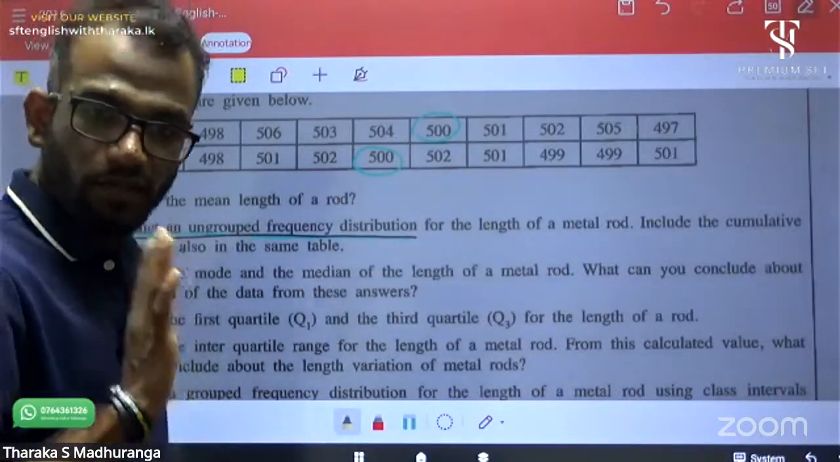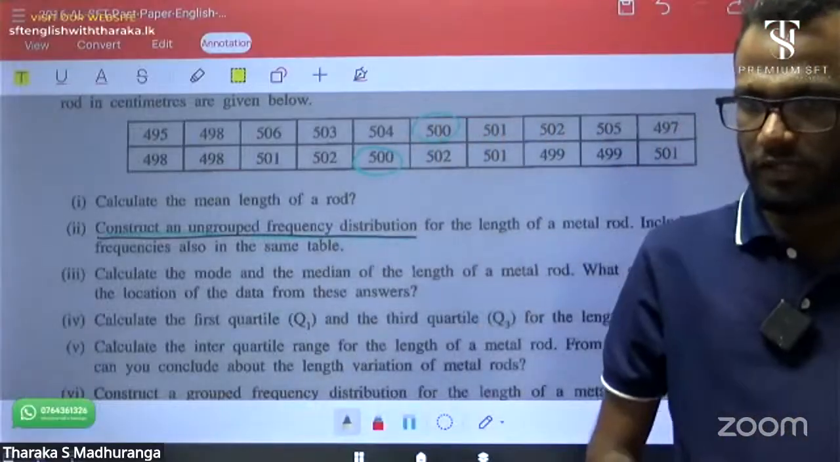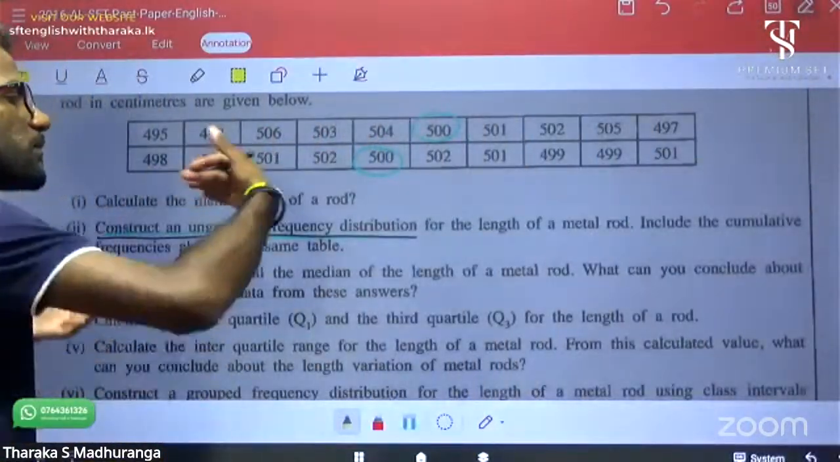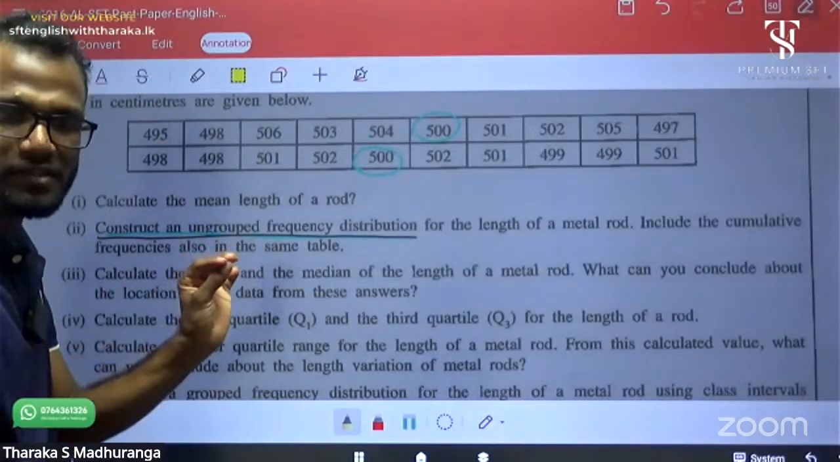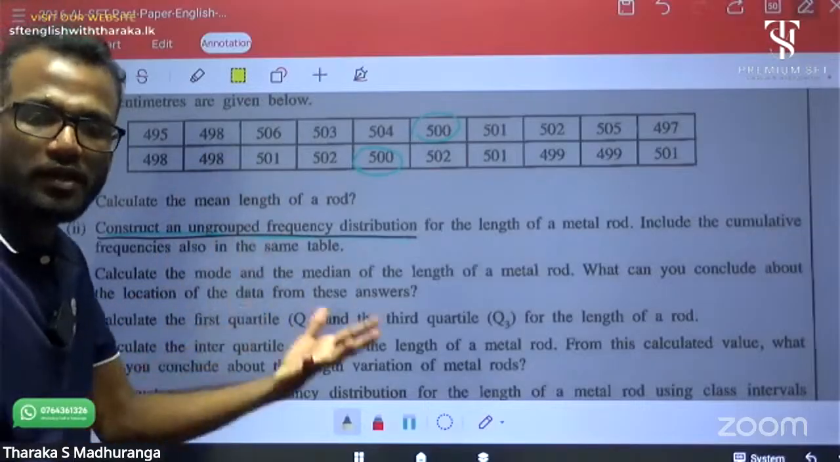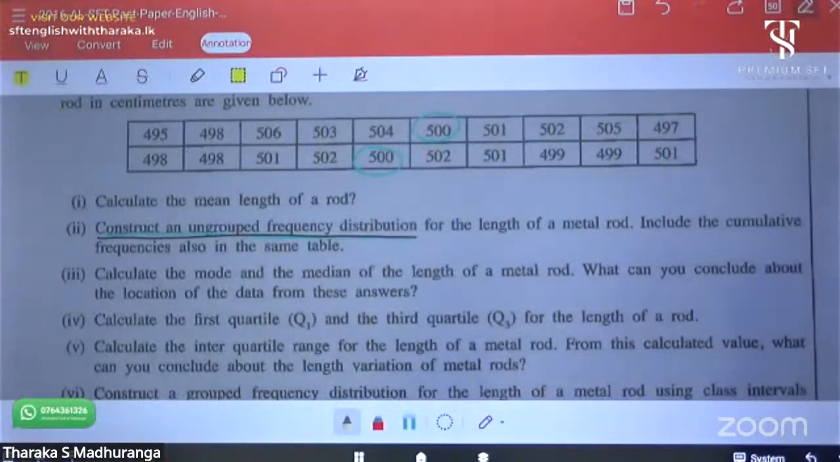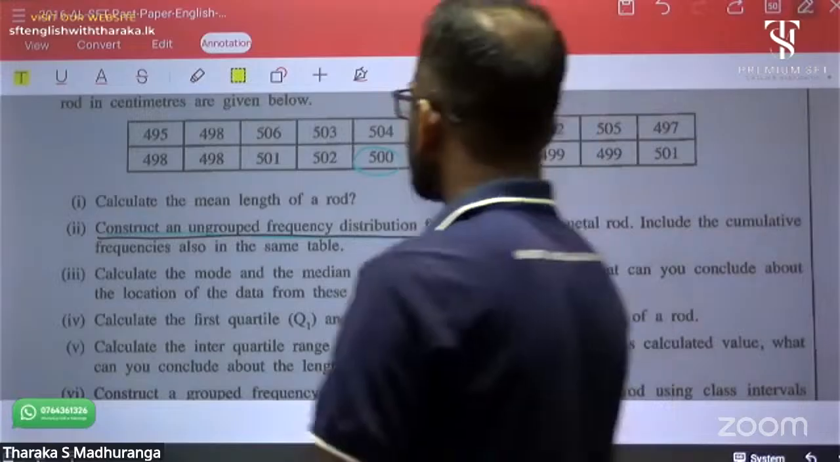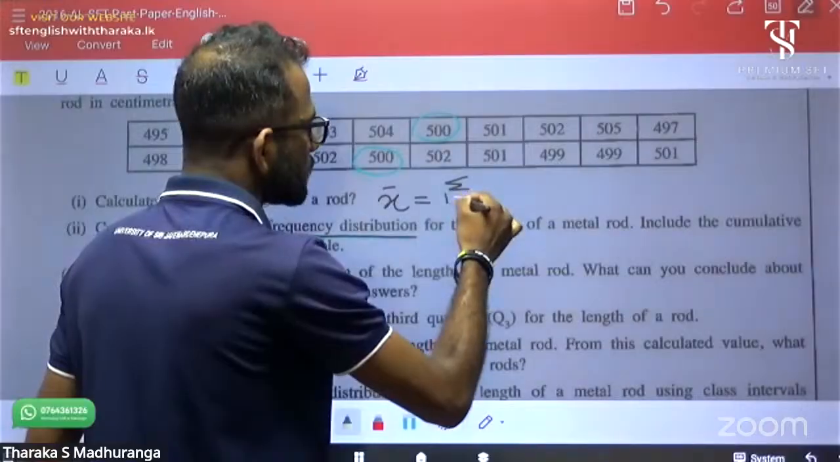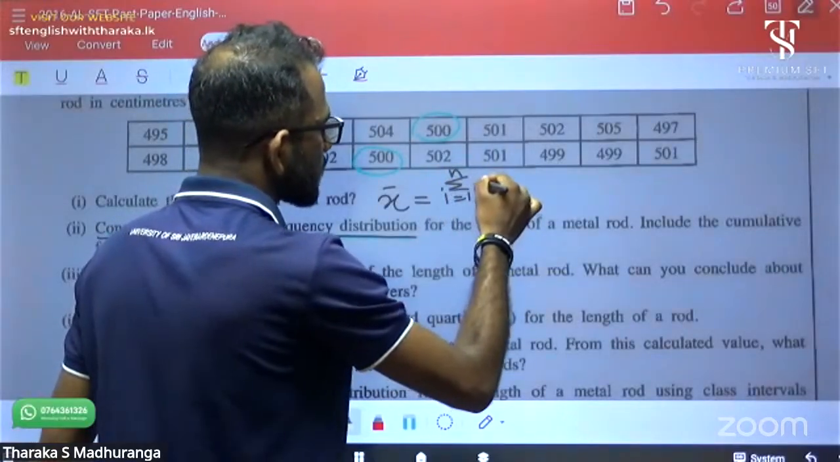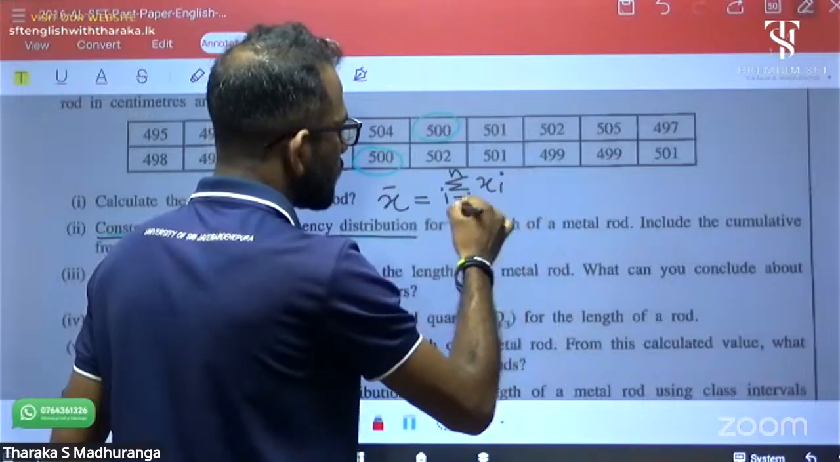You have to be careful about the pattern of the question. All the analysis methods do the same thing, but you have to understand which method is best according to the question. Any method you can't use. Good? Okay, then x bar equals sigma i equals 1 to n x i over n.